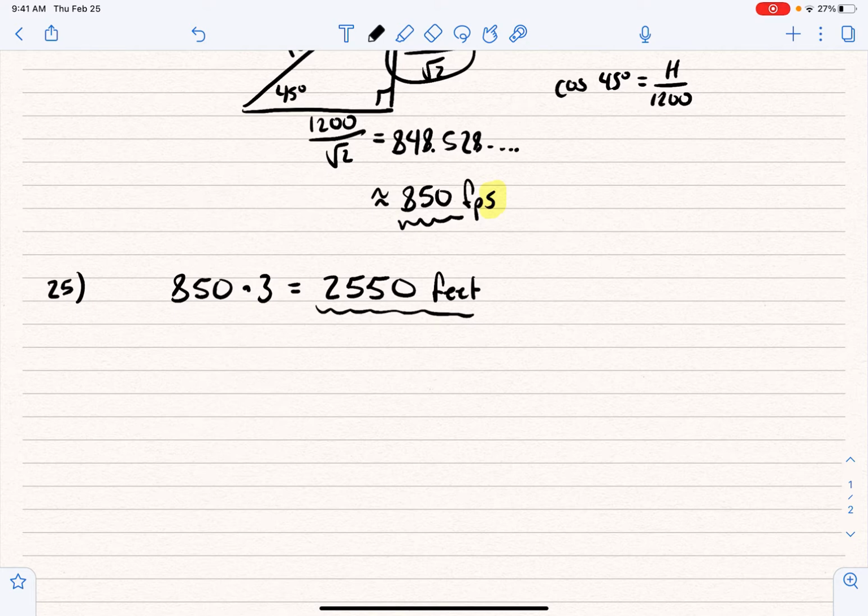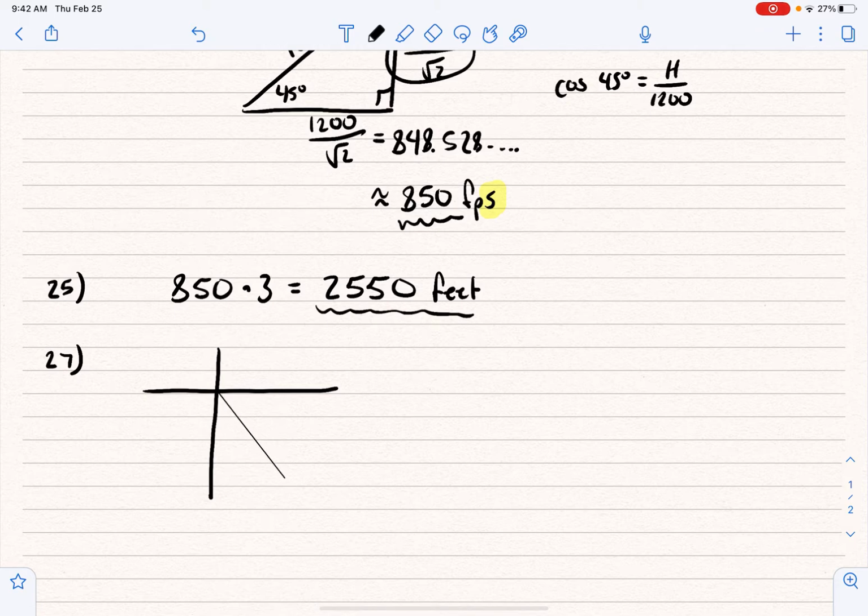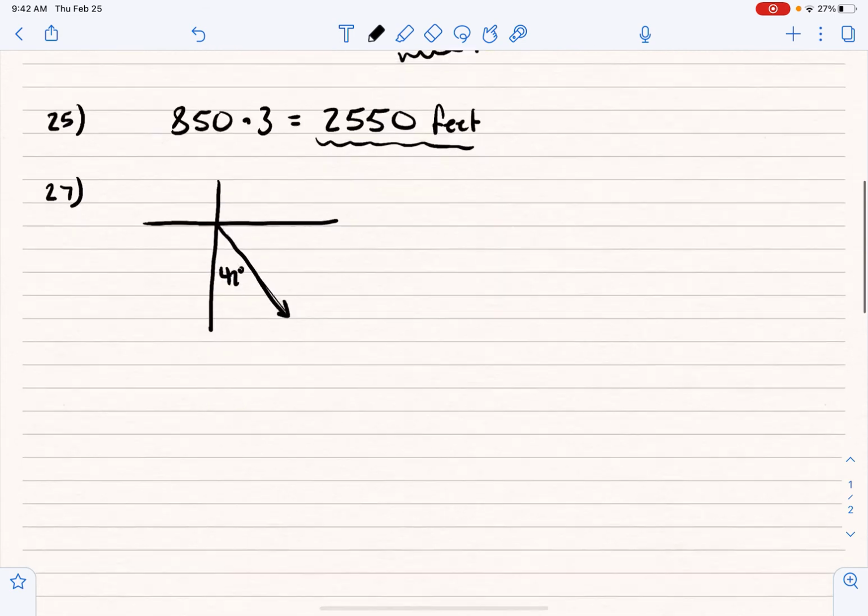Yeah. Okay. All right. Next, 27. Okay, a ship travels 130 kilometers on a bearing of south 42 degrees east. How far east and how far south has it traveled? Well, remember, bearing is always measured off the north-south. So to say south 42 degrees east, that means it's somewhere about here. Okay, there we go. And this would be 42 degrees. It's always measured off the north-south.